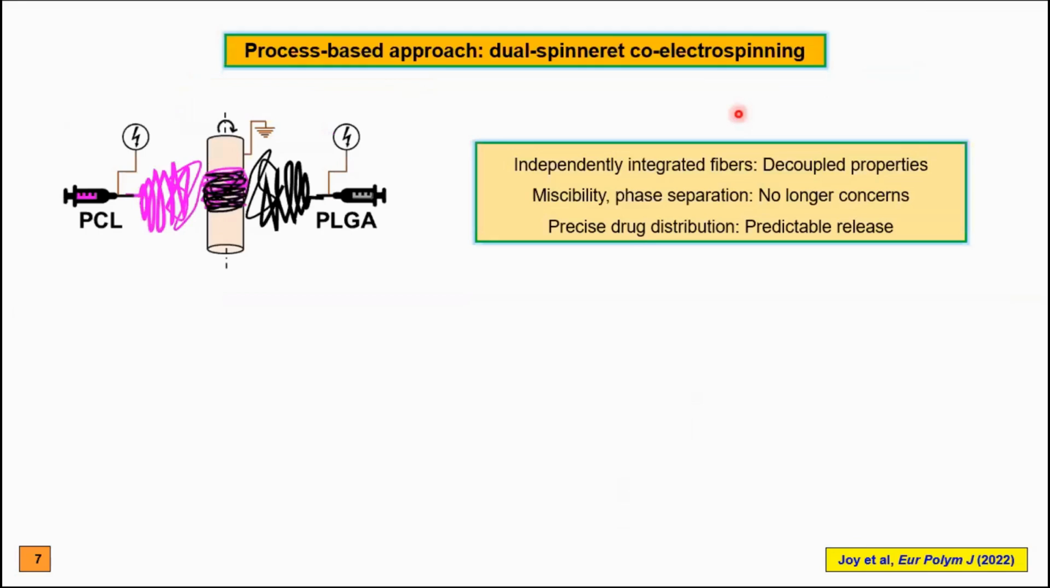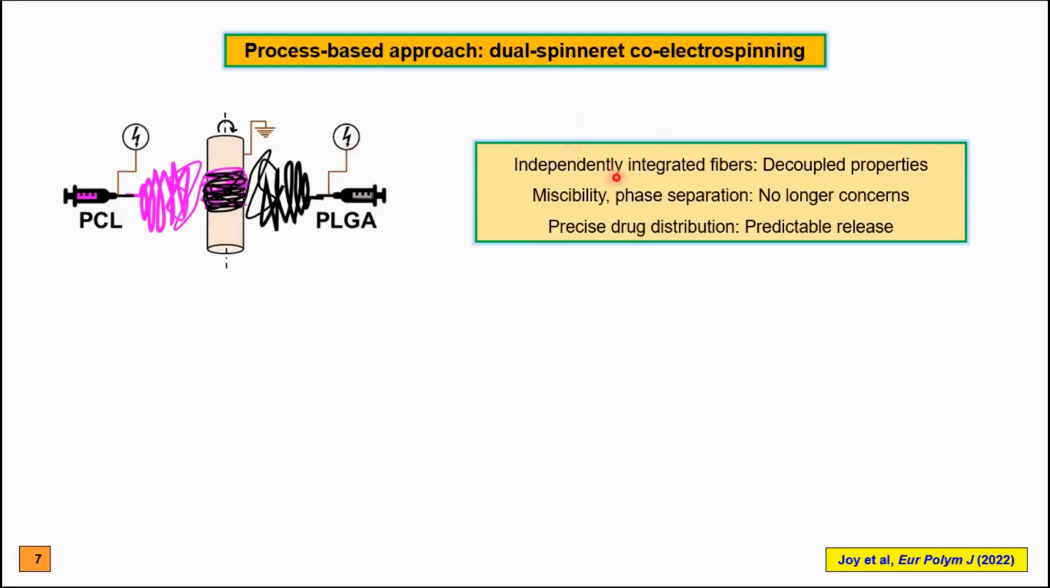So to try to control or mitigate the burst from those kinds of systems, we developed something that we pioneered in our lab, which is simultaneous co-electrospinning, where we have two different fibers integrated simultaneously into a system. Instead of a single spinneret delivering one polymer solution with drug, you have two spinnerets delivering two different polymer solutions with the drug rationally distributed across the two fibers.